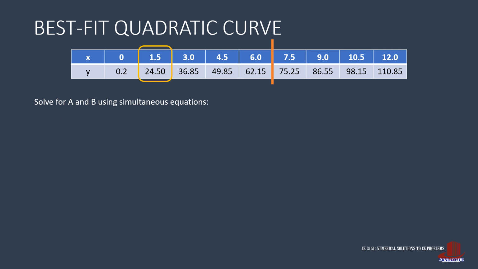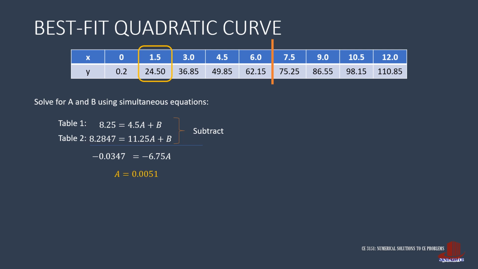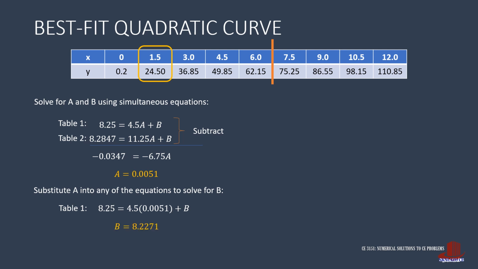Simultaneously use the two functions to look for a and b. If done manually, subtract them to have negative 0.0347 as equal to negative 6.75a. By dividing everything by negative 6.75, a is solved as 0.0051. By substituting this value into the functions, we find b. We use that from table 1, giving 8.25 was equal to 4.5 times 0.0051 plus b, and b turns out as 8.2271.